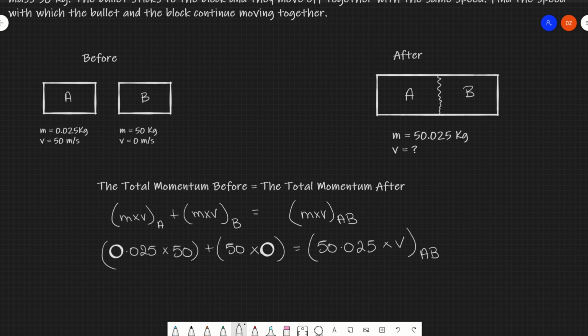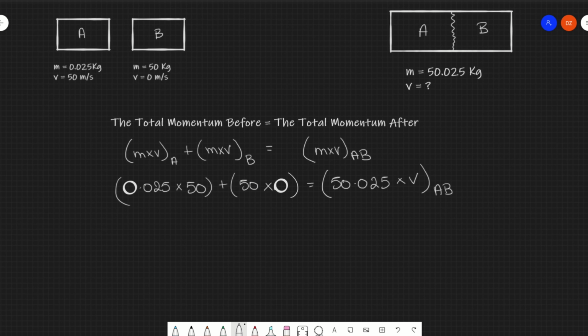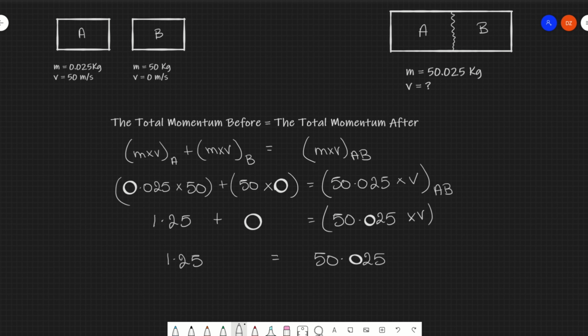We work out each separate bracket and we get 0.025 times 50 equals 1.25. 50 times 0 is equal to 0 because anything times 0 is 0, and 50.025 times v on the right hand side of the equation. Therefore, 1.25 is equal to 50.025 v.